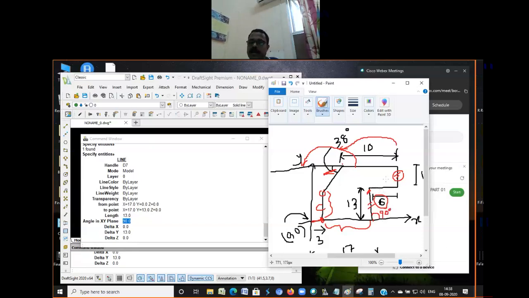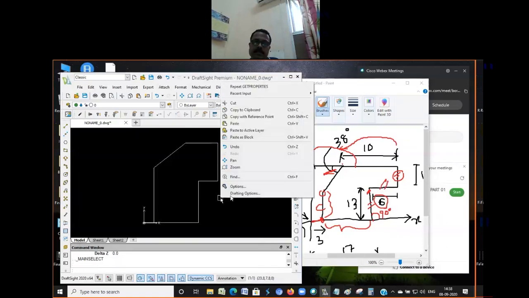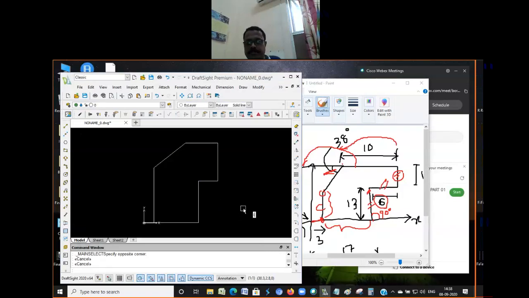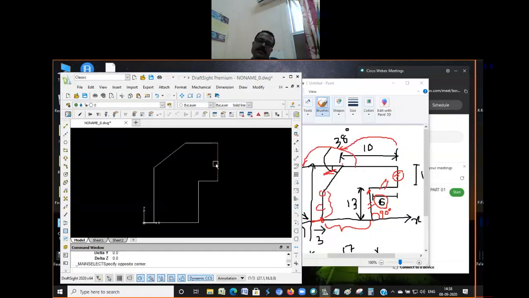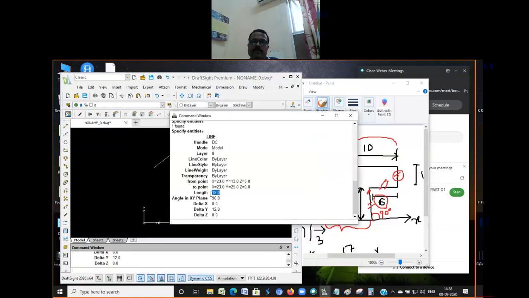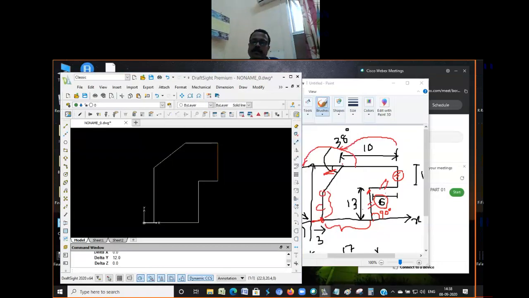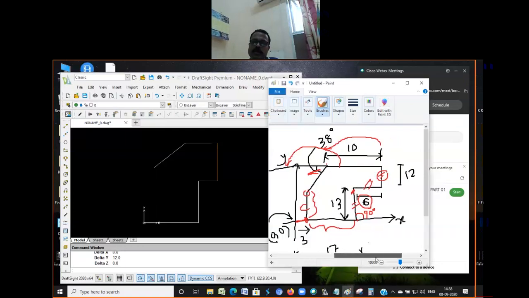Next is this line. This should be 6. You see, length is 6. Angle in the xy plane is 0. Then comes this one. Again check. Length is 12. Angle is 90 degrees in the xy plane. Okay, so here we see that this line is 12 millimeter. Is a 12 specified. And then this angle is 90.